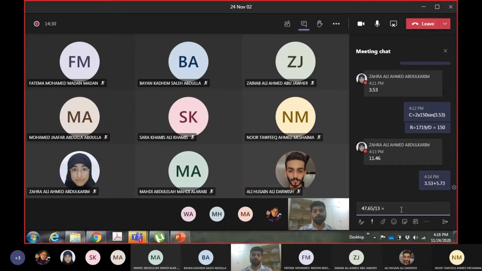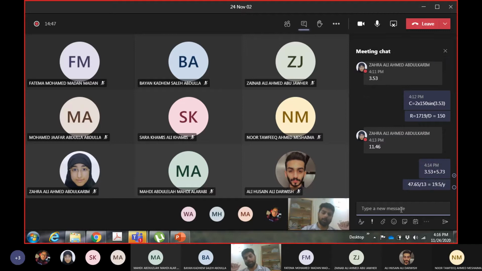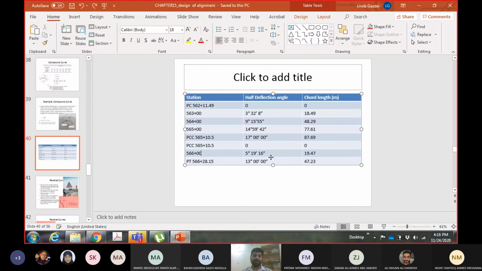And then the distance for this segment of the curve from 565 plus 10.5 and 566 plus 0, 0, the distance is 19.5. Okay, and I'm again trying to find out y. Okay, so if you find out y, it will be 5 point something, and when you convert it to degrees, minutes, and seconds, it will be 5 degrees, 19 minutes, and 16 seconds.